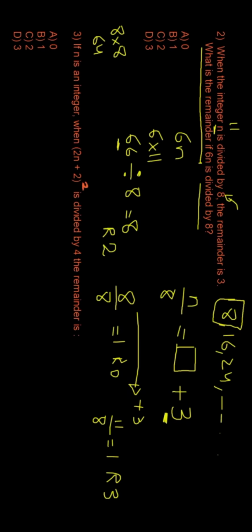I hope that's clear. If not, go through it one more time, rewind the video, and go through it one more time. Inshallah, it's easy. So that's my answer. C, the remainder is 2.